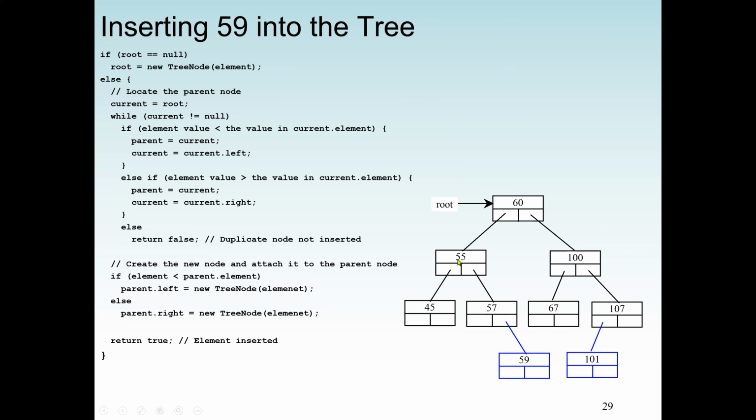It's not null. So let's compare the value we want to set, 59, with 55. 59 is greater than 55, so we go to the right side. And when we go to the right side, we check if it's null. It's not null. We have 57. Compare 59 with 57. It's greater, so it will be a right child. Now, when we reach here, there's a null, so we stop. We create a node for 59 and we set it as a right child. Previously, we had 101 as a left child.